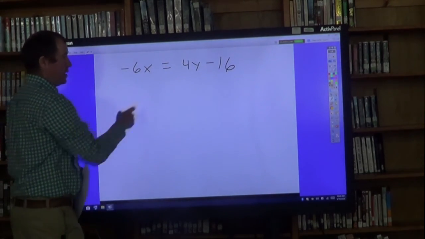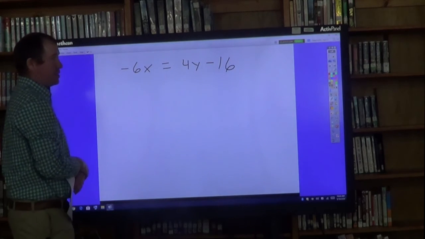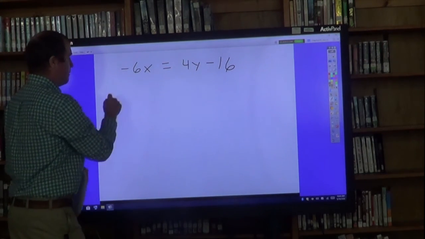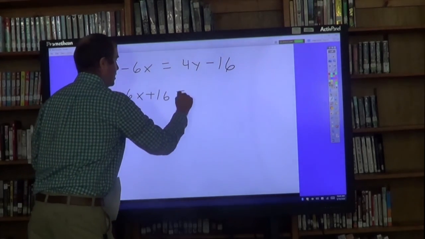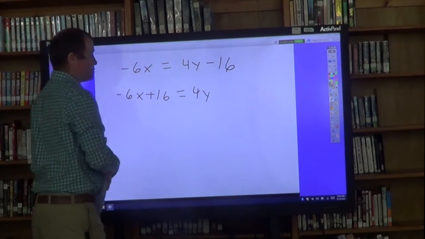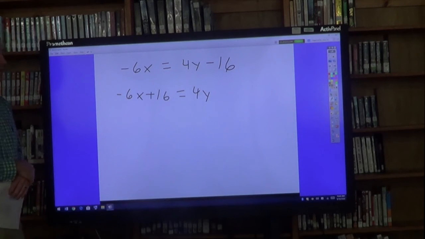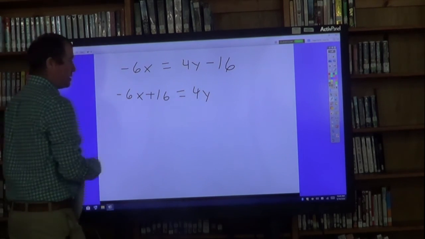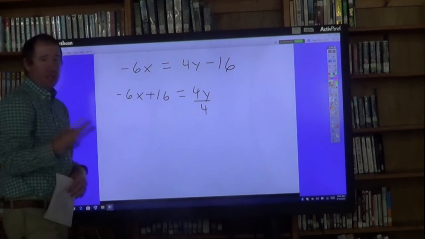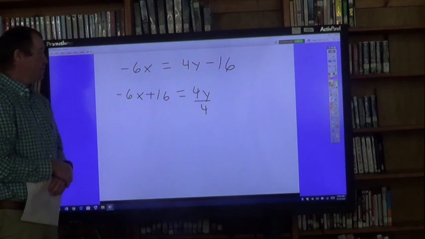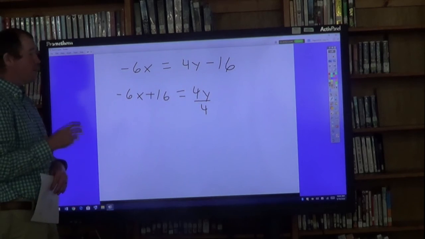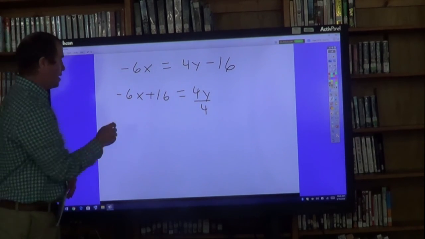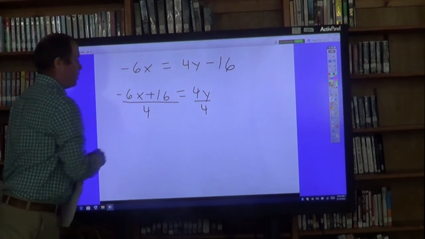The negative 16 jumps over here. He changes his sign to a positive. So negative 6x plus 16 equals 4y. And then we divide by 4 on both sides. Again, most all of these are just 2 steps. So anything that's 2 steps can't be just real complicated. So if you're struggling with it, it wouldn't take long to get this down pat. And then divide by 4.